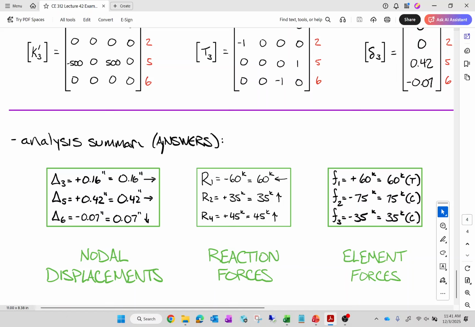I mean, we figured it out. We've solved everything in the structure. We have the displacement everywhere. We have the reactions everywhere. We have the force in every element of the structure. Hit print. It's really not that hard. That is matrix analysis in a nutshell.